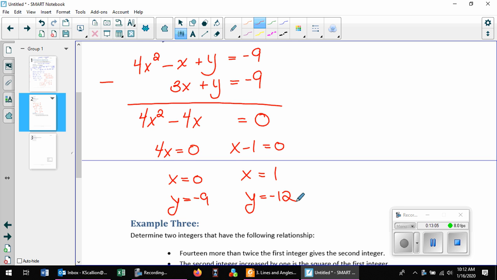I never use this method. I don't know why. I never think to go this way, but this looks pretty easy. Like I've done a lot less work on this one than I did on the substitution, but for some reason my head always goes to substitution.